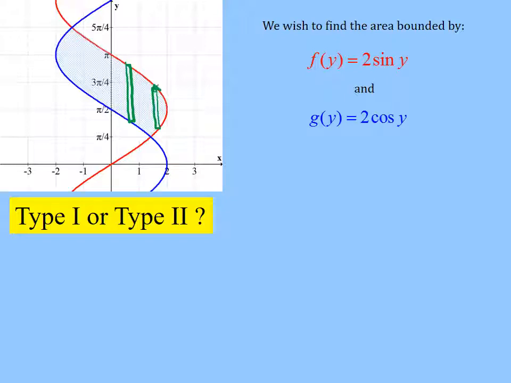This does not go between the same two functions. One goes from the blue to the red, and the other goes red to red. So this is not a type 1 region. How about a type 2 region? If it's a type 2 region, then horizontal rectangles have to go from the same function on the left to the same function on the right. That happens wherever we put our horizontal rectangle. It's always going from blue to red.